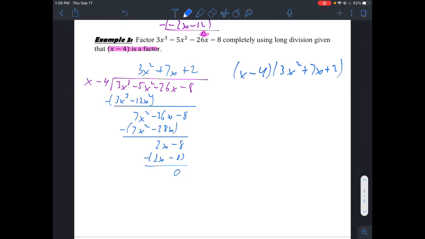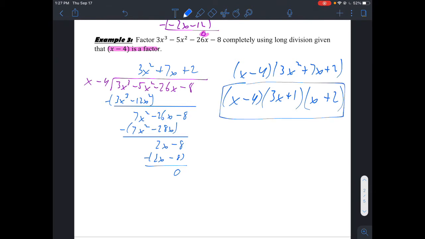So now we have to ask ourselves, can we continue to factor? Can we keep factoring this? And the answer is yes. 3x squared factors to 3x and x. And just by guessing and checking, we would get this, 3x plus 1 and x plus 2. So this is what's called completely factored form of the original equation. And now we could, if we wanted to, find the 3 zeros if that was a graph.